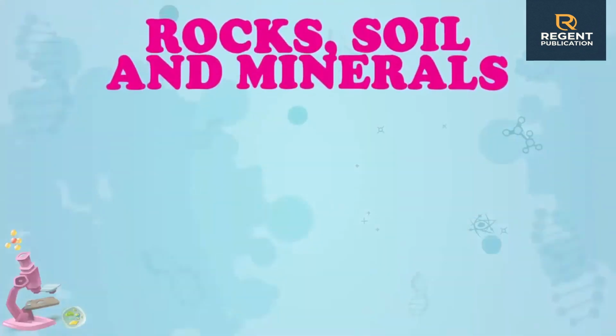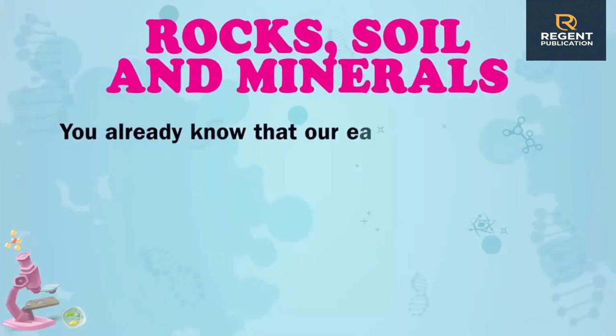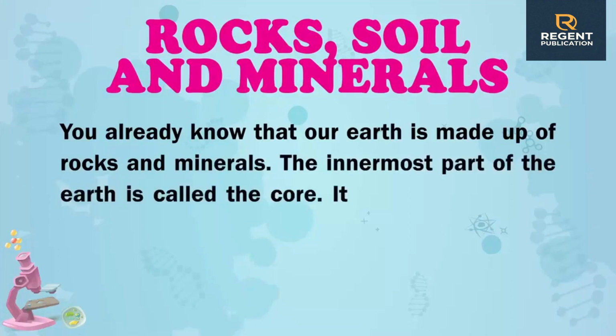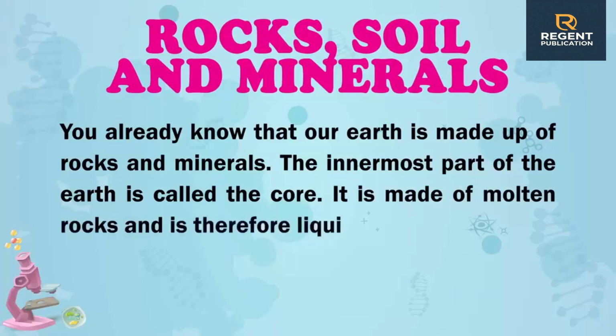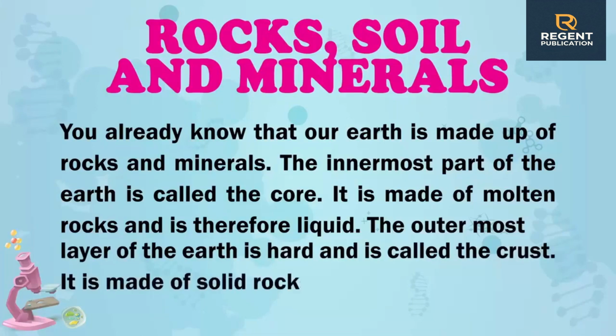Chapter 12: Rocks, Soil and Minerals. You already know that our earth is made up of rocks and minerals. The innermost part of the earth is called the core. It is made of molten rocks and is therefore liquid. The outermost layer of the earth is hard and is called the crust. It is made of solid rocks.